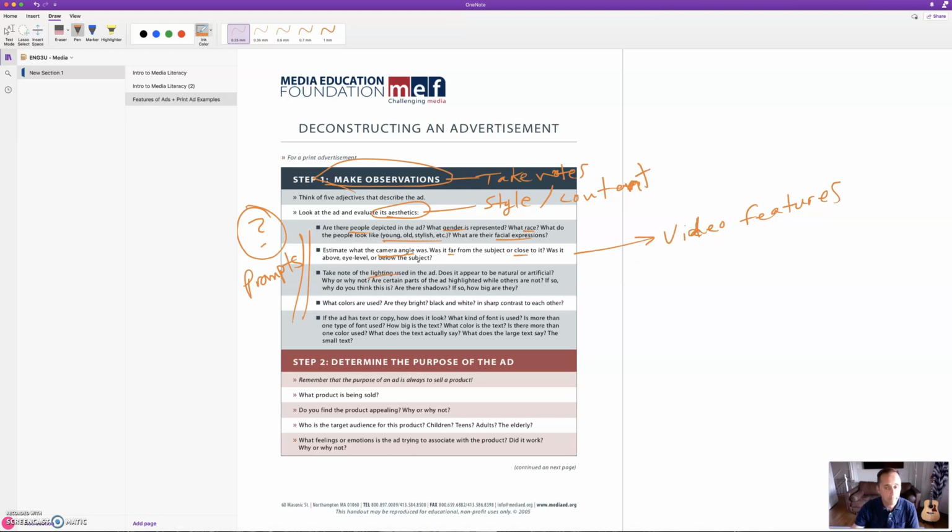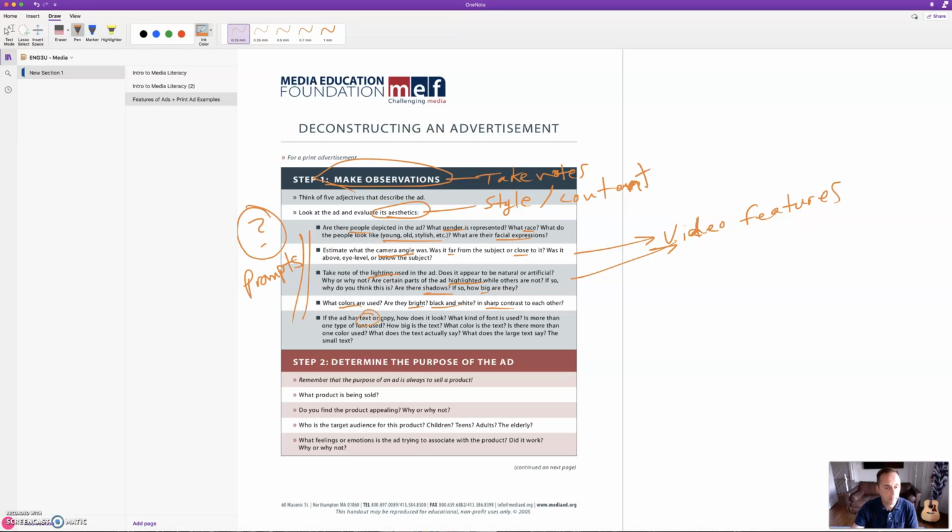Again, lighting. This is also video based. Is it natural light? Is it artificial? Why did they do it that way? Are there certain parts highlighted and others are not? Why? Where are the shadows? How big are they? What colors are used? Are they bright? Is it black and white? Is there a sharp contrast? And always you're asking every time why.